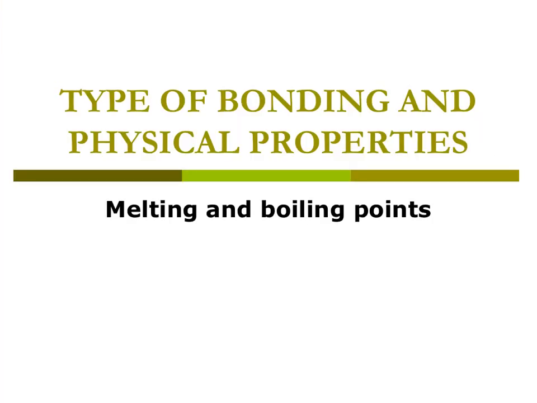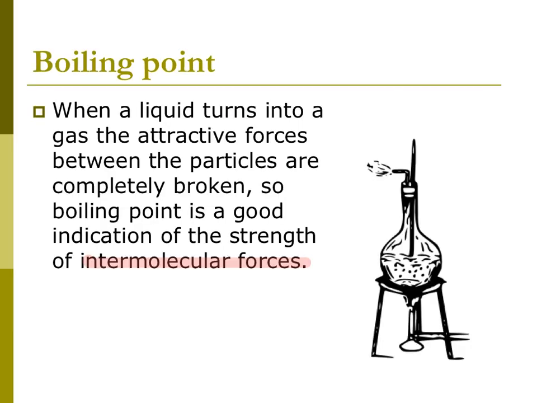Now let's talk about how the different types of bonding affect a substance's melting or boiling point. We know that a substance's intermolecular forces are what hold together different atoms to create liquids and solids. Gases would have no intermolecular forces. So we can measure the strength of the intermolecular forces by looking at the phase changes.